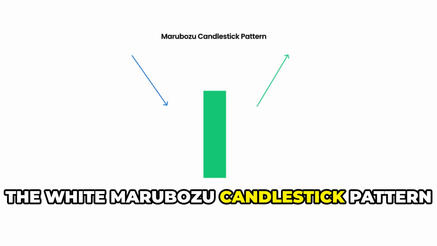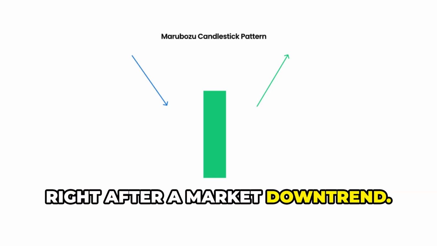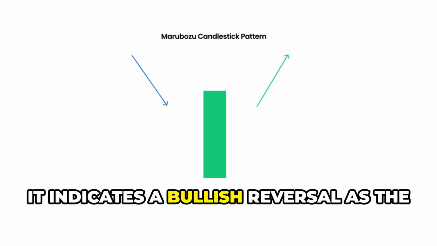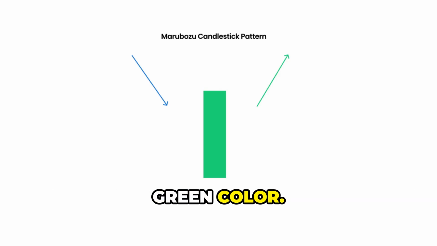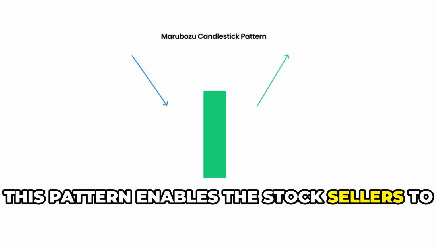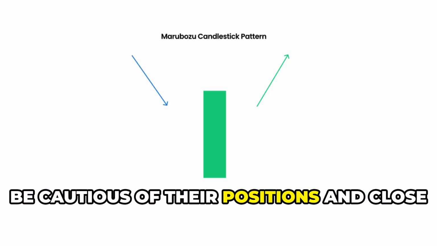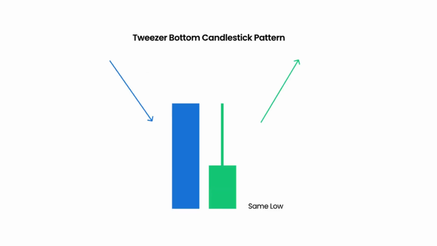The white Marubozu candlestick pattern consists of a single candlestick formed right after a market downtrend. It indicates a bullish reversal as the candle has a long bullish body marked in green color. It does not have wicks at either end of the body, which depicts that the buying pressure is intense enough for a bullish reversal. This pattern enables the stock sellers to be cautious of their positions and close any shorting positions in the stock market.